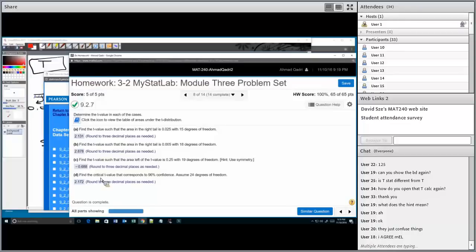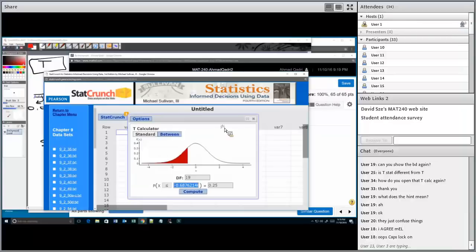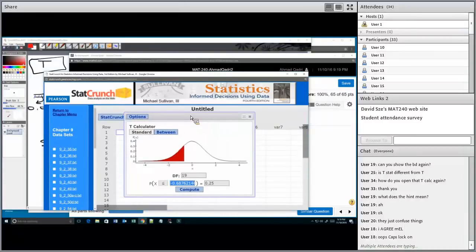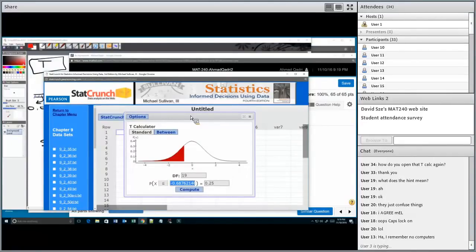Okay, so you're going to help me solve this. Find the critical t-value that corresponds to 96% confidence. Assume 24 degrees of freedom. How do you think I will do this problem using this calculator? Yeah, Brian. Well, luckily I remember the computers. But yeah, they were not really mainstream back then. So start with degrees of freedom.